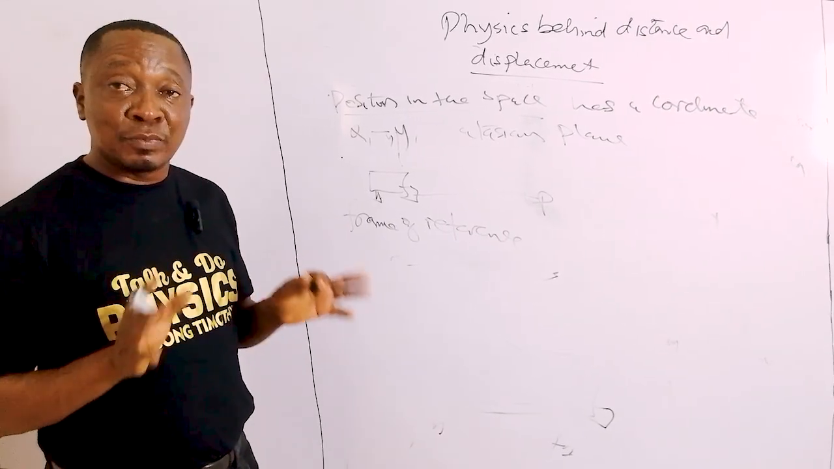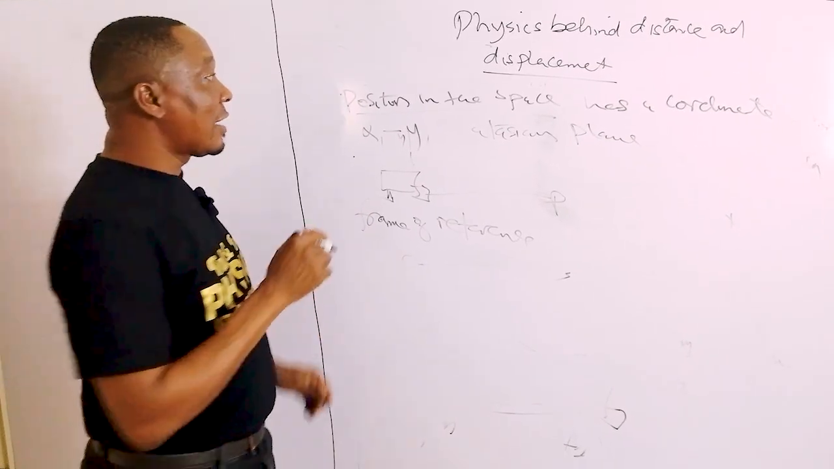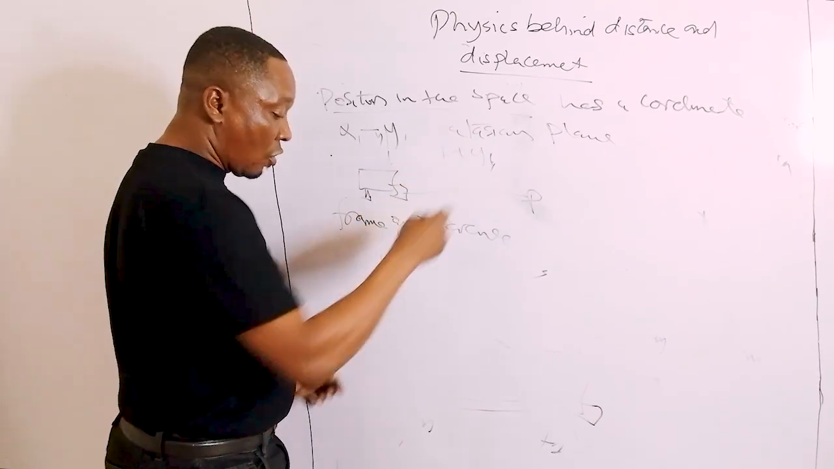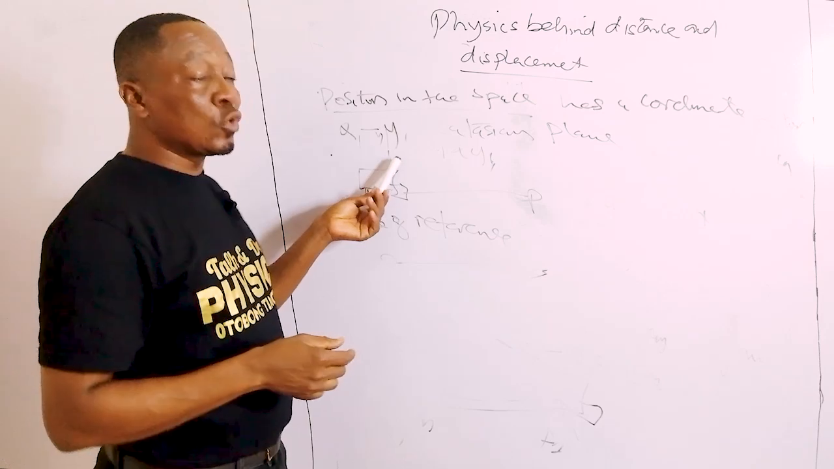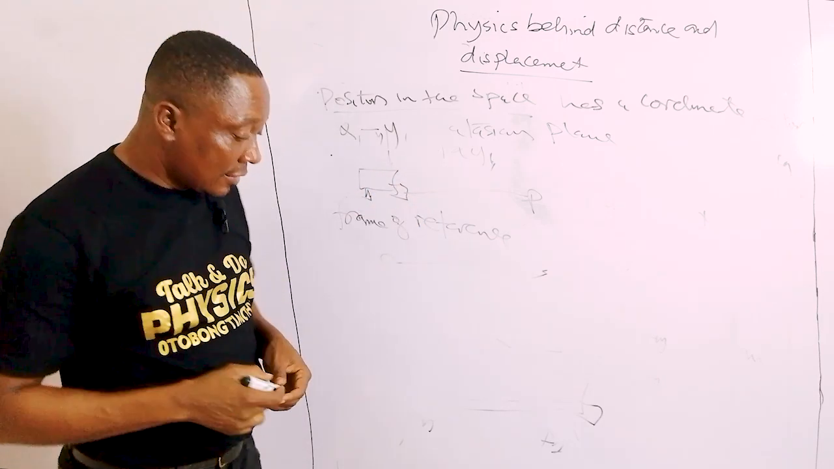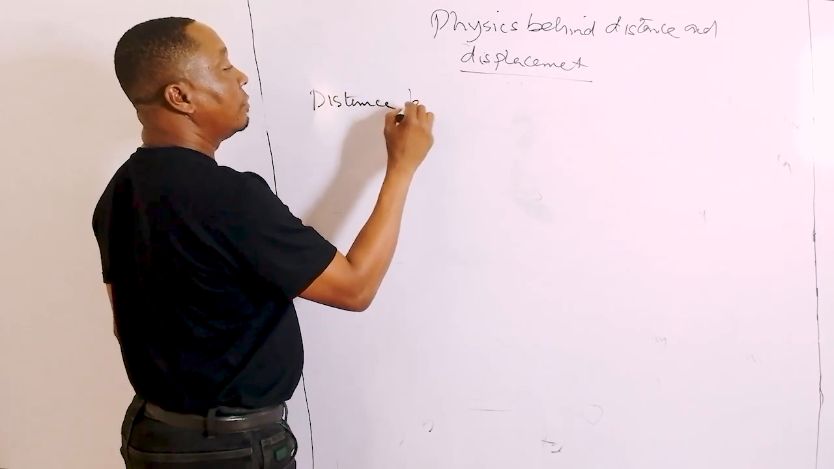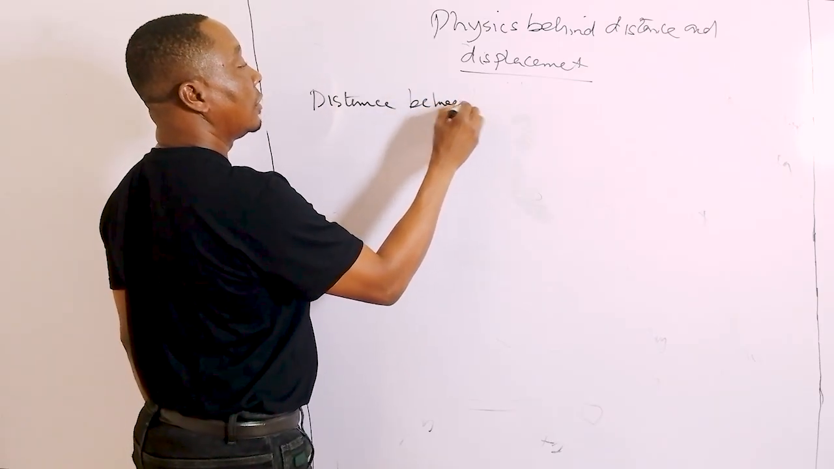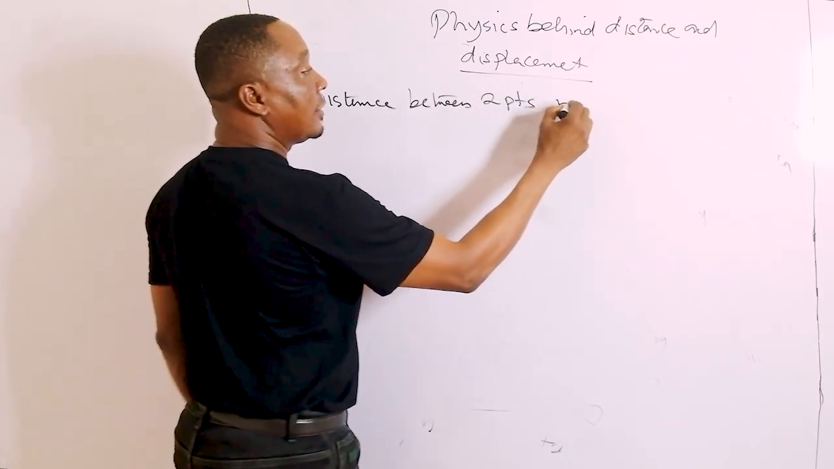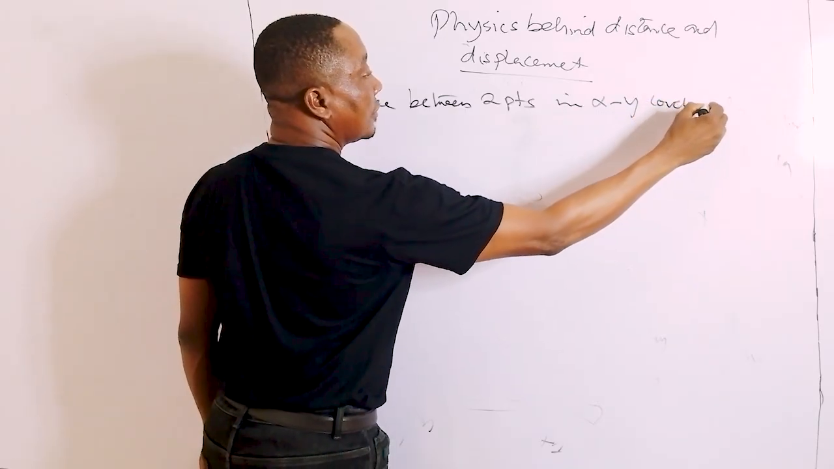So in position in the space, we have a coordinate X and Y, and that has to do with X1 and Y1. So we are going to use this to calculate the distance between 2 points. The distance between 2 points in x and y coordinates.